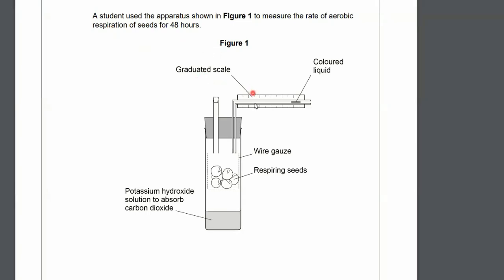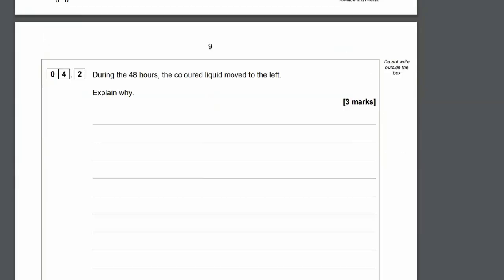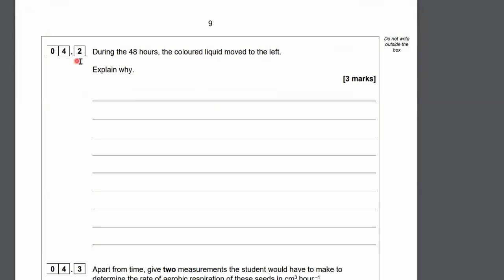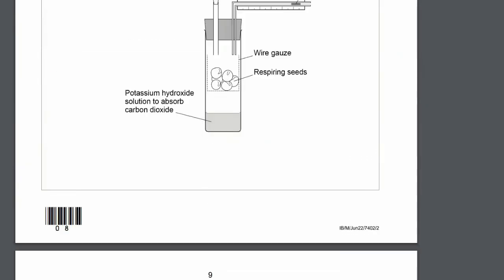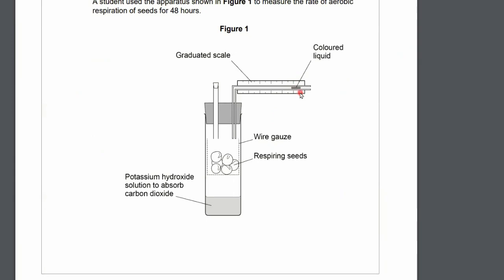Okay, moving on. A student used the apparatus shown in figure 1 to measure the rate of anaerobic respiration in seeds for 48 hours. We've got a colored red liquid, I'm presuming it's red, in a graduated scale. And we've got a flask with some seeds in there and some potassium hydroxide solution, which absorbs the carbon dioxide, as we can see here. The apparatus was left for 48 hours, and the red liquid moves to the left. Explain. So why does the red liquid move to the left?